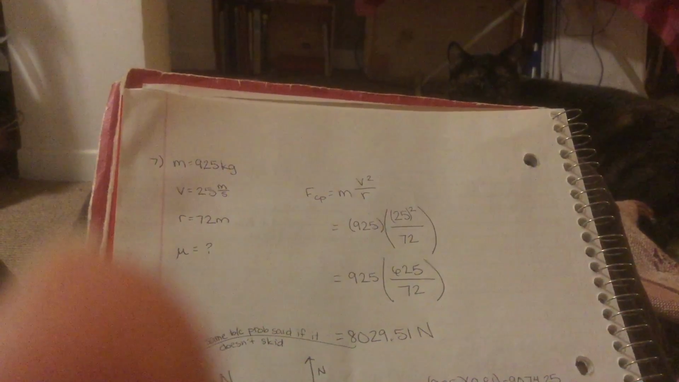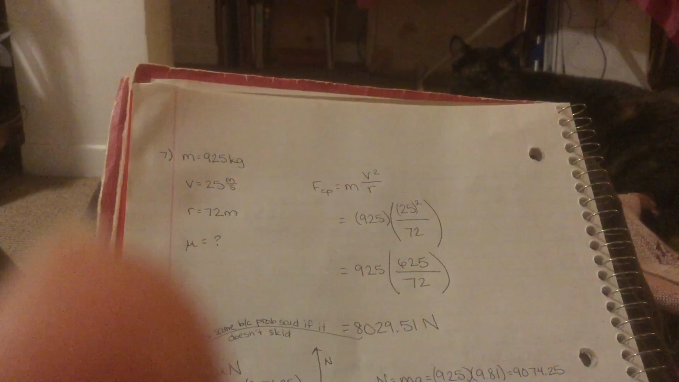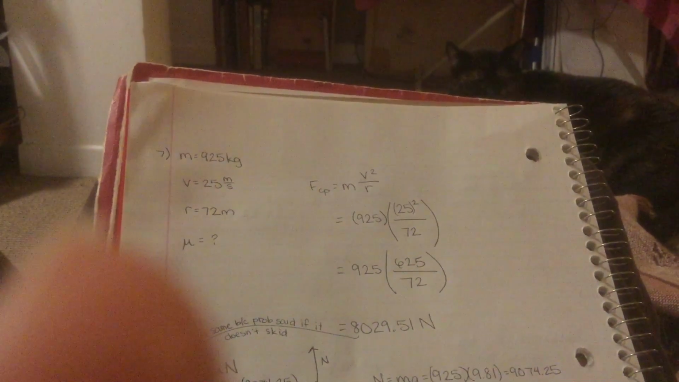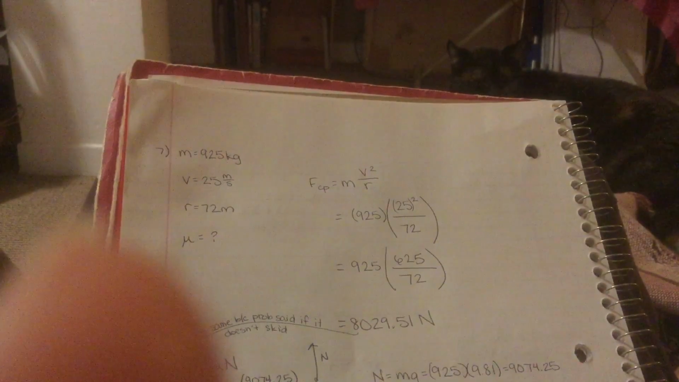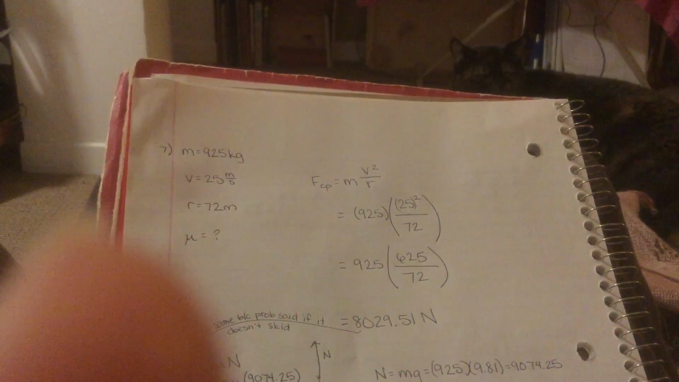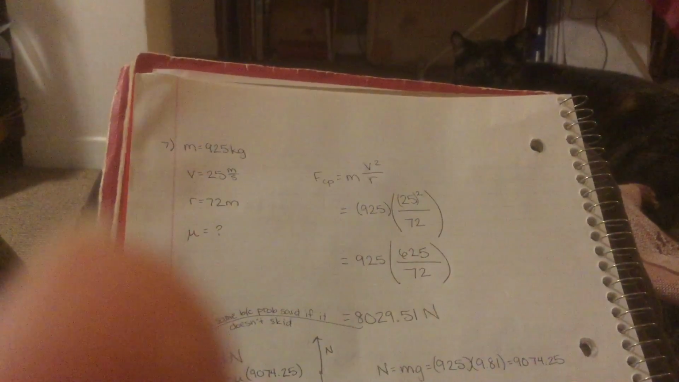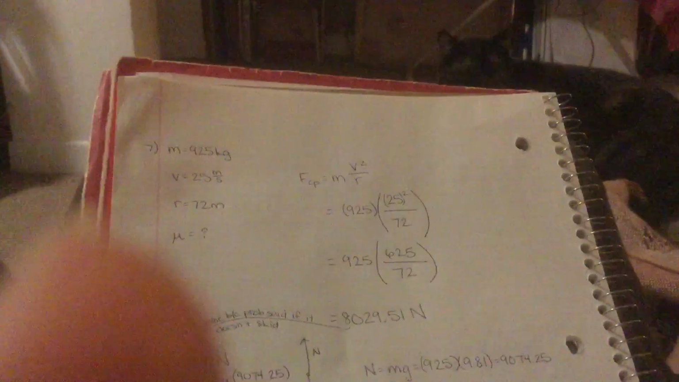Hey Kyana, so this one's number 7. They give us a car of a certain mass. It rounds an unbanked curve at a certain speed, and then they give us the radius of the curve. What's the minimum coefficient of friction between the car and the road required so that the car does not skid?